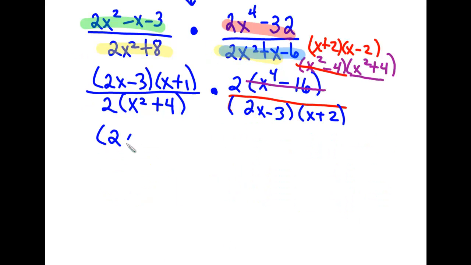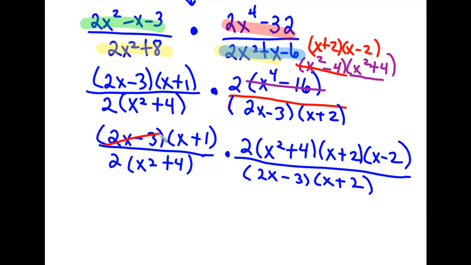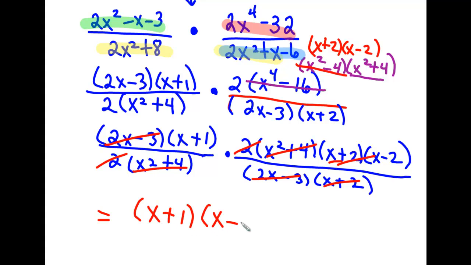Let me rewrite both of these to clean it up just a little bit. And now let's reduce. 2x minus 3 cancels with 2x minus 3, the x squared plus 4 and x squared plus 4, x plus 2 divided by x plus 2. And the 2's will cancel. And all I'm left with is x plus 1 times x minus 2, and this problem's complete.